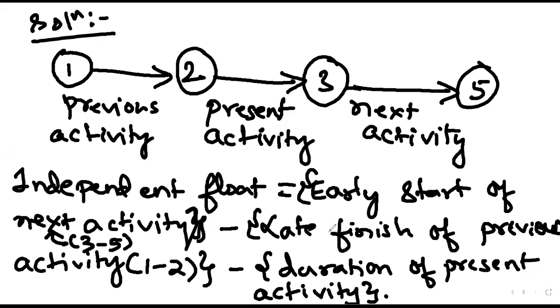Now next is minus late finish of the previous activity. That is 1-2, correct? So this is 1-2, the previous activity, and the duration of the present activity. The present activity is 2-3. Okay. Now it is very much understandable. We'll go one more step ahead and consider one more example.